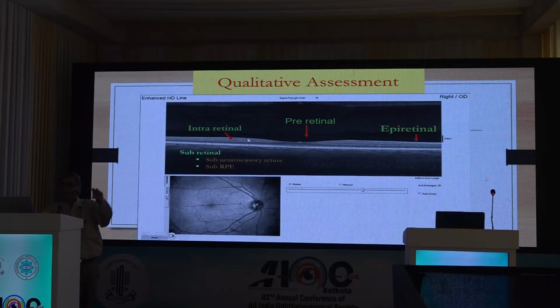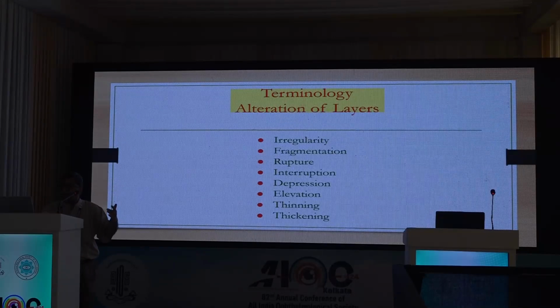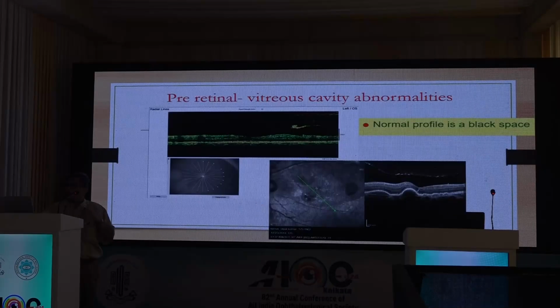Intraretinal, whether there's a cyst there, some degeneration there. Subretinal, at the level of the RPE, what is happening? And that subretinal could be sub-neurosensory retina or sub-RPE. Both need to be checked. And what do you see within them? It could be some irregularity, it could be some fragmentation, there could be a rupture, some depression, some thinning or some thickening, just to show you.